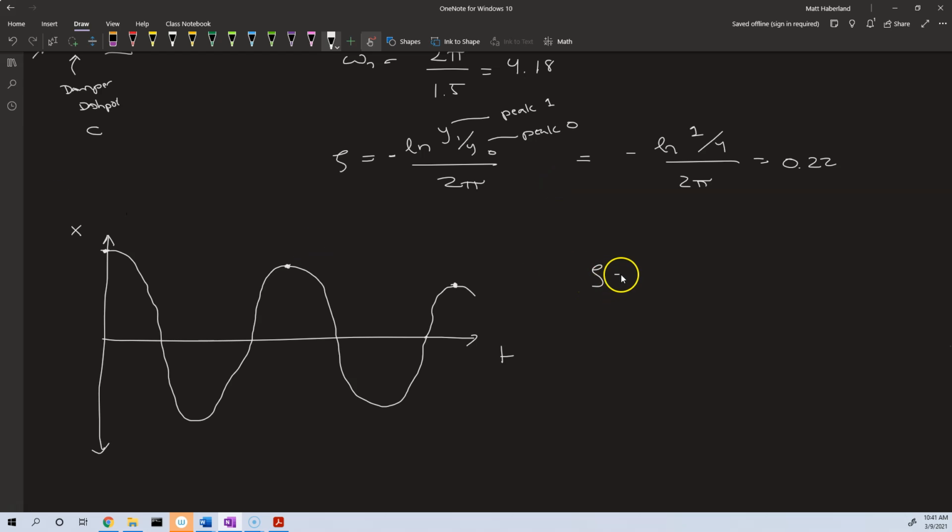And then you can use our formula for the damping ratio. The damping ratio is equal to the negative logarithm of y1 divided by y naught. So it's x in this case, so let's use the symbol x instead. x1 over x naught. And it's just the ratio of the two over 2 pi.